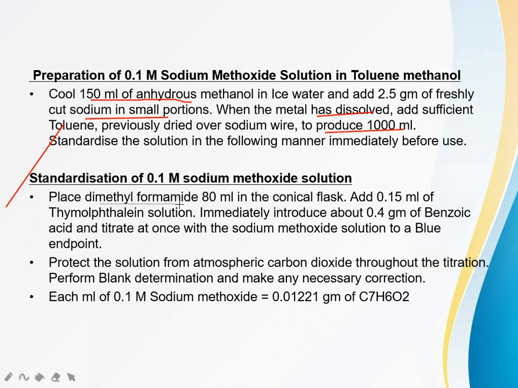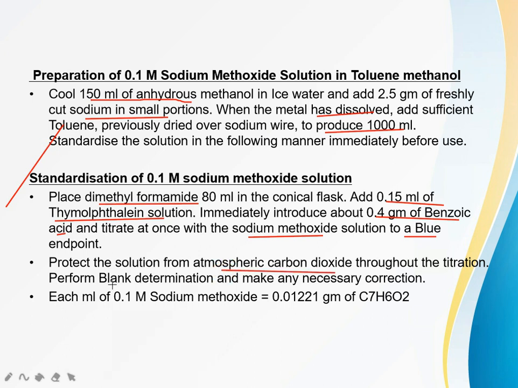Take 80 ml of dimethyl formamide in a conical flask. Into it you have to add 0.15 ml of thymolphthalein solution. After addition, immediately introduce 0.4 gram of benzoic acid and titrate with the sodium methoxide solution which is taken in the burette. Titration ends at the formation of a blue endpoint. Appearance of a blue color will be the end point of the titration, and this solution has to be protected from atmospheric carbon dioxide throughout the titration.